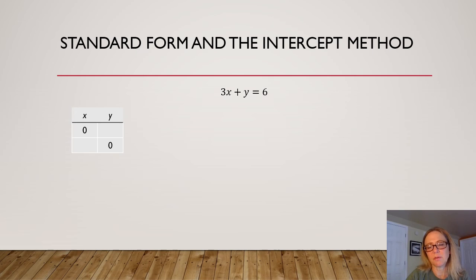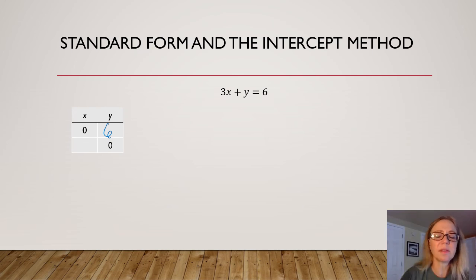Now, using standard form to find intercepts is often called the intercept method of graphing a line. So I actually call this method cover-up. So this is my little summary. The y-intercept occurs when x is 0. When you plug in 0 for x, the x term disappears. And what are you left with? You're left with y equals 6. So that's your y-intercept.